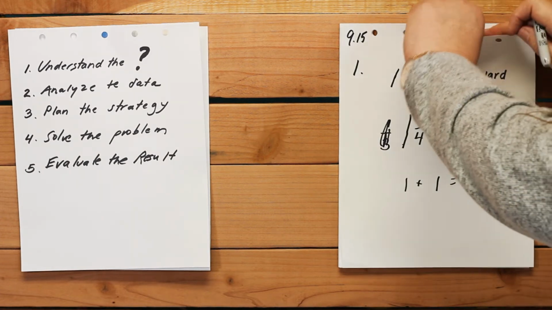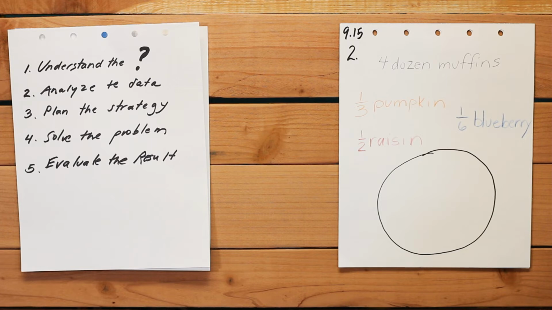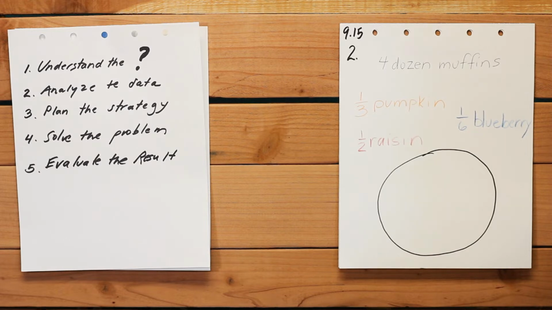So hopefully you can see that, and let's work on our second problem. The 4th grade class made 4 dozen muffins for their grandparents' day celebration. 1/3 were pumpkin, 1/2 were raisin, and 1/6 were blueberry. Draw a circle graph that shows this information.